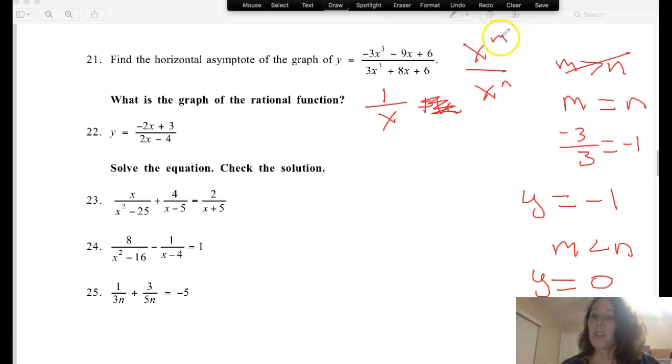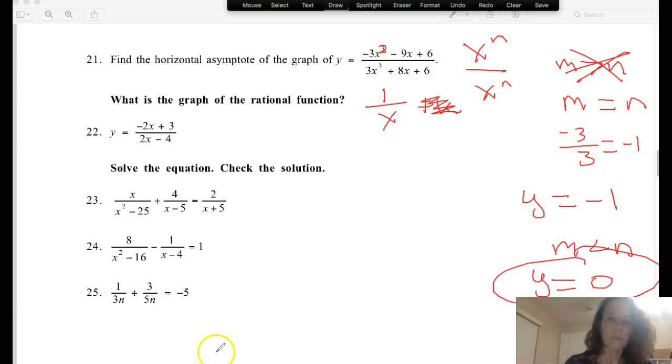So if this is less than this, you have y equals 0. If they're equal, it's their coefficients. If this one's bigger than this one, you don't even have a horizontal asymptote. So really you're just looking for when they're equal, you have the coefficients, or when this one is less than, so like that's a 2 and that's a 3, then you just have y equals 0.